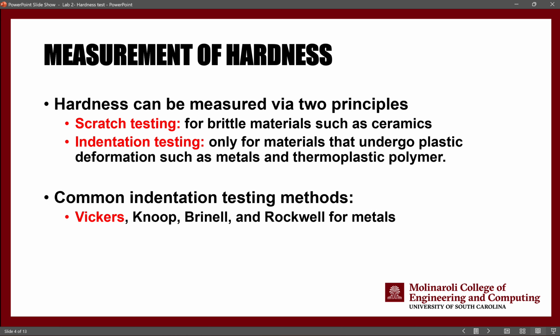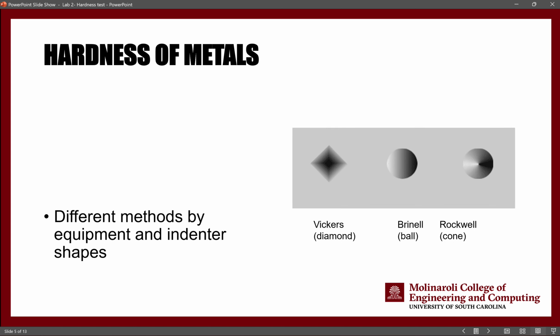Okay. Indentation testing methods that are very common, we can name a few of them. One is Vickers, which is the test we are going to use in this lab. Others are Knoop, Brinell, Rockwell, and durometer. We're going to use a durometer for the soft material. The testing principle for all of these tests is essentially very similar. We are going to use a device to create a dent in a sample. For the Vickers, we create a diamond-shaped dent. For Brinell, it's a ball-shaped dent, and for Rockwell, it's a cone-shaped dent.